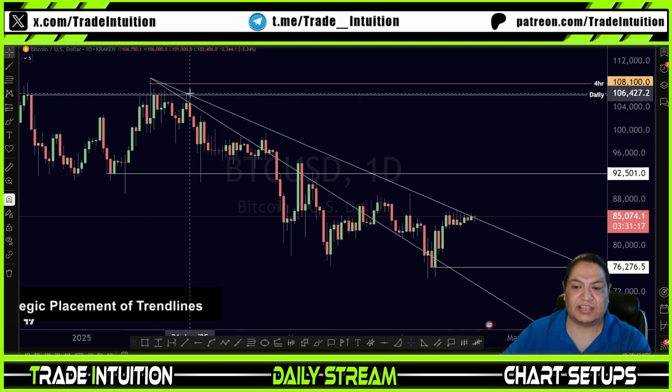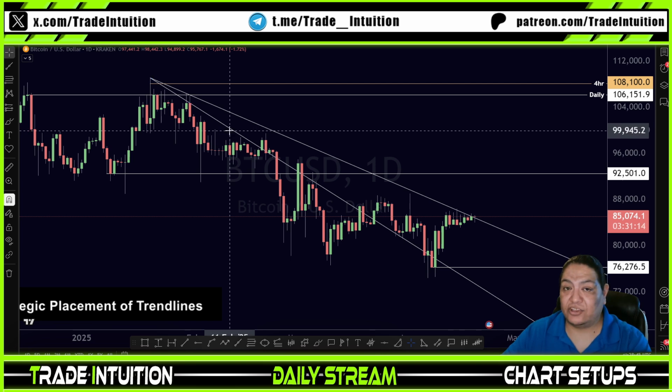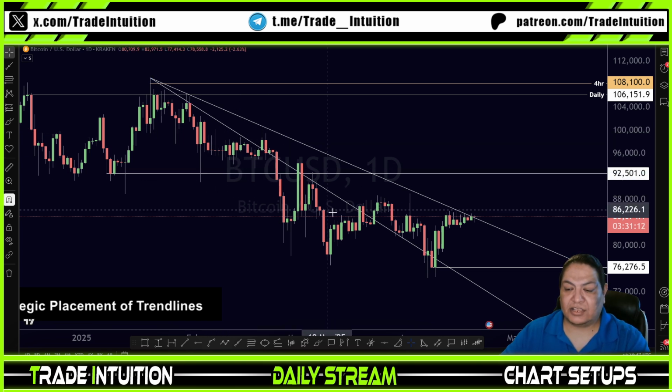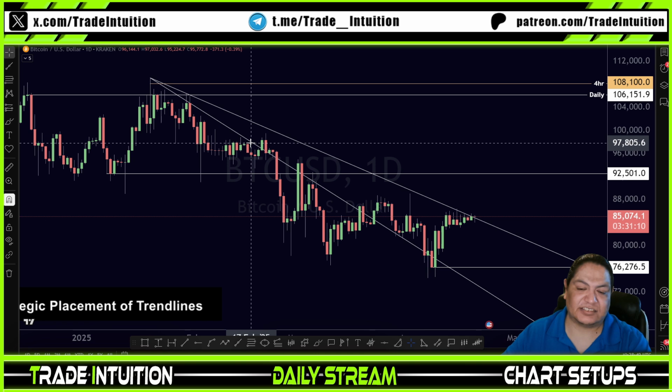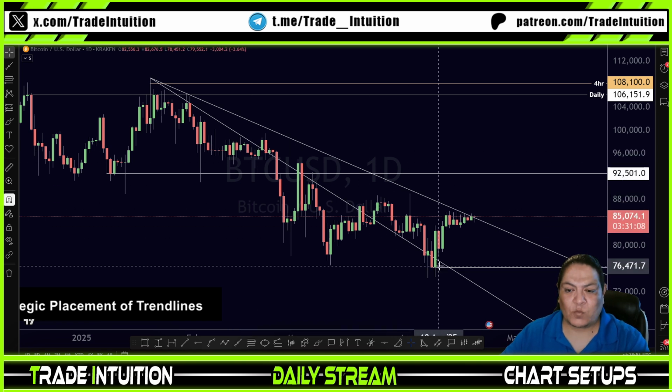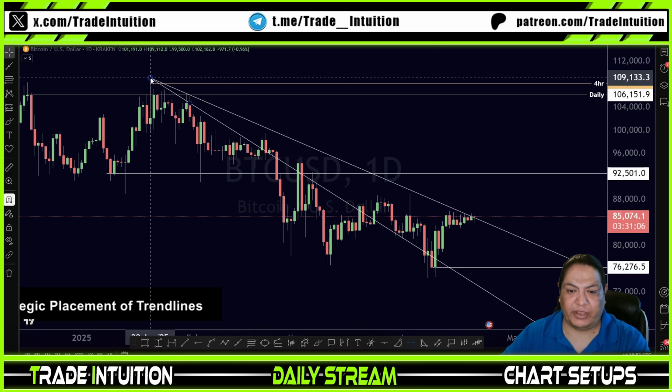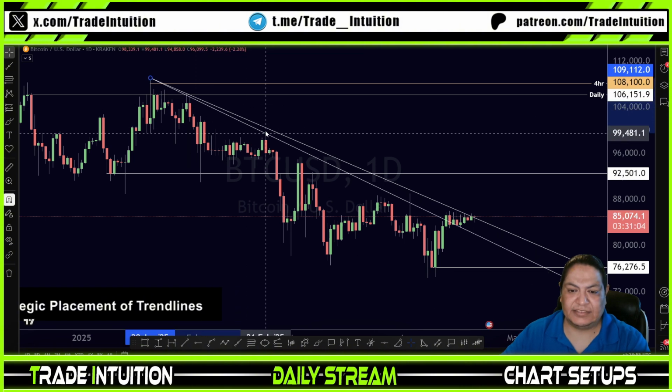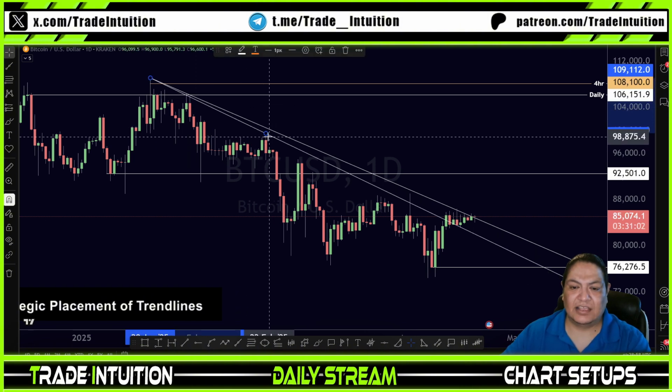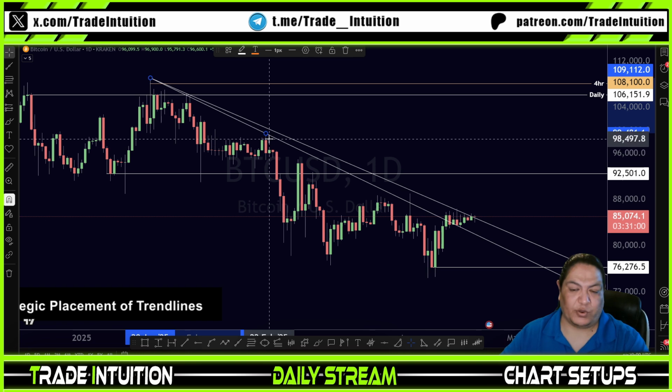This is my highest point, second highest point. Now, because this right here already passed, it doesn't matter to me. So what I want to do is use this wick, and I want to see where it lines up with this second highest point.